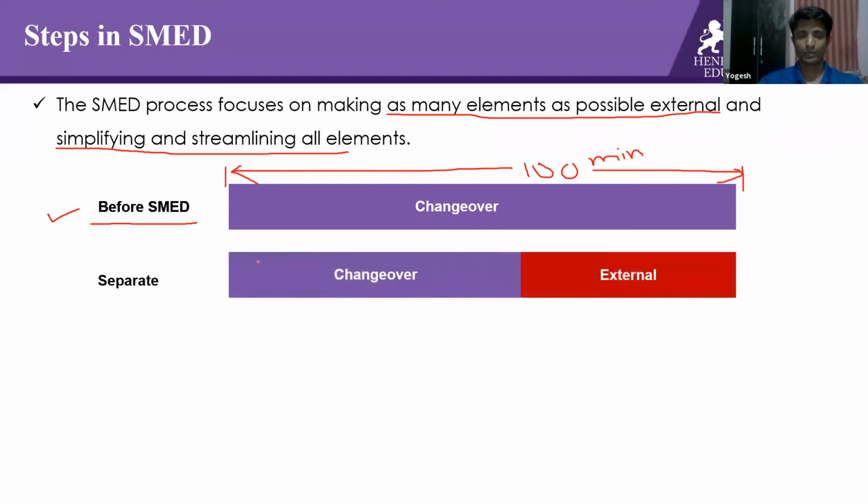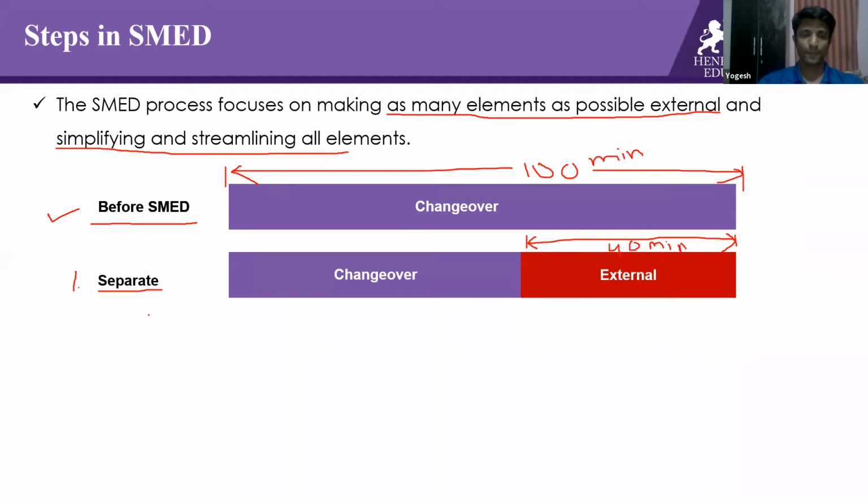And now there is a first step, right? We have seen the first step, that is separate. What we do is separate internal activities and external activities. We call it an element. When we separate those elements, it is usually expected that it will reduce your changeover time by almost 50%, or 40 to 60%. So I guess this is around 40 minutes that is saved, from this graph.